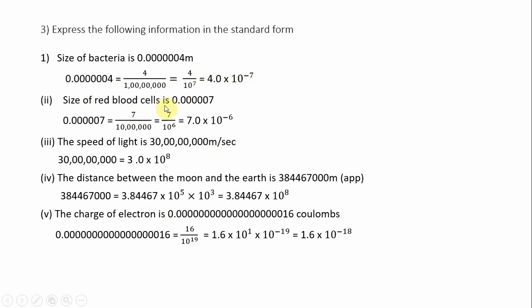Now, the size of a red blood cell is given as 0.000007. How many digits are there after the decimal? 1, 2, 3, 4, 5, 6. So here, below the 7, I have written 6 zeros along with 1. So it is 7 by 10 to the power of 6. As 6 digits are there, 1 is to be followed by 6 zeros, and we write it as 10 to the power of 6. Now, when you take it to the numerator, it becomes minus 6. So 7.0 into 10 to the power of minus 6.